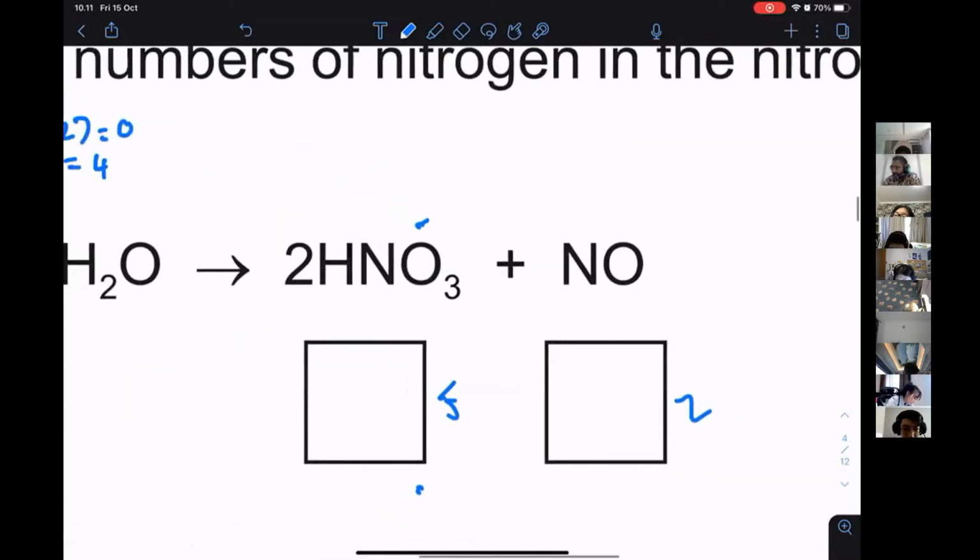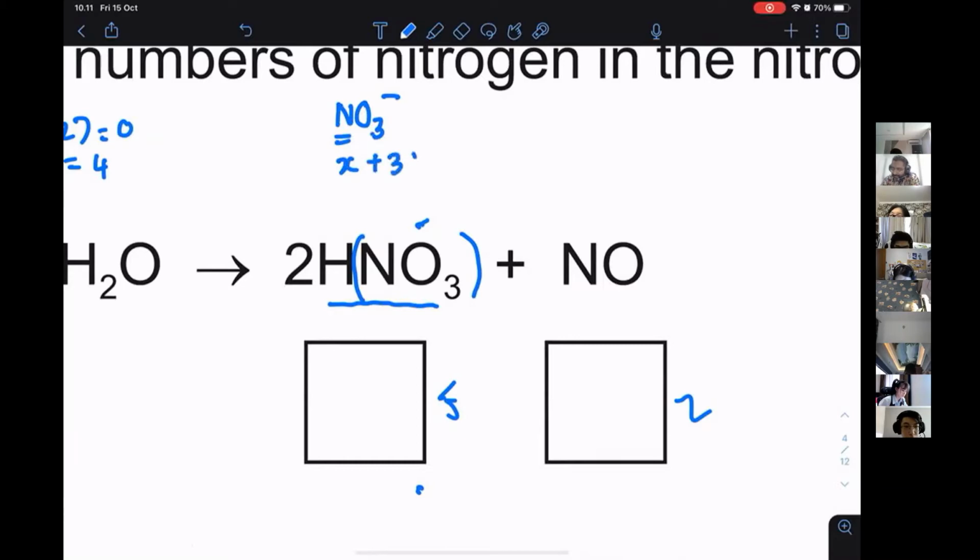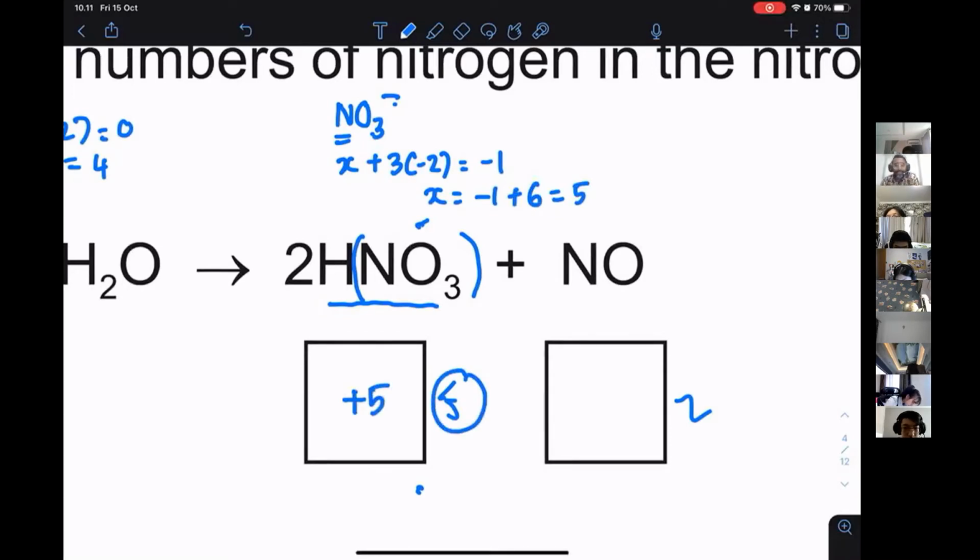Here is the same method. If you want to calculate all together, you can; hydrogen ion is +1. Or you can calculate the ion itself. Let's say I try the ion itself, NO3 minus. If this one is X, plus 3 times -2 equals -1. X equals -1, and you bring over the 6, so it is going to be +5. So don't write 5, you write down +5. Very important.